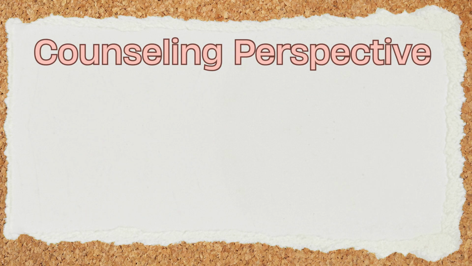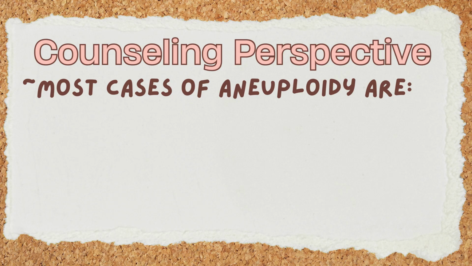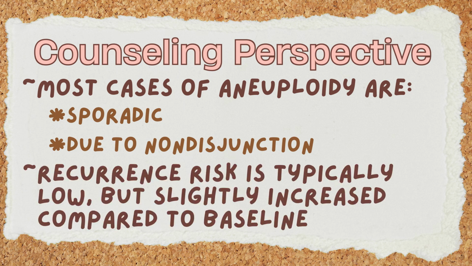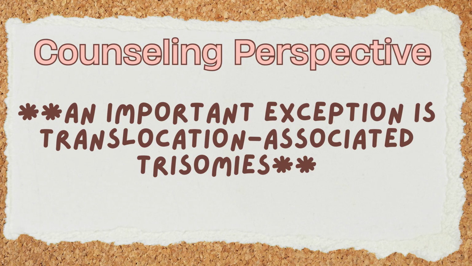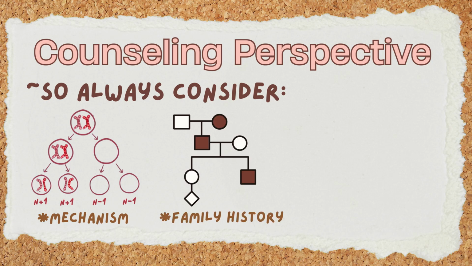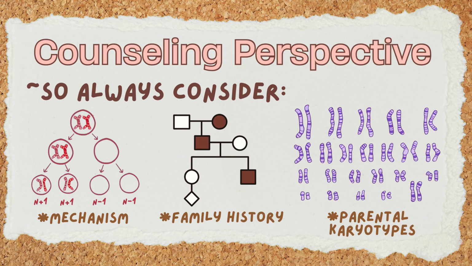Let's take a look at this information from a counseling perspective. From a genetic standpoint, most cases of aneuploidy are sporadic and due to non-disjunction. Recurrence risk is typically low, but slightly increased compared to baseline. An important exception is translocation-associated trisomies, which can significantly change recurrence risk. So always consider the mechanism, family history, and parental karyotypes when appropriate.